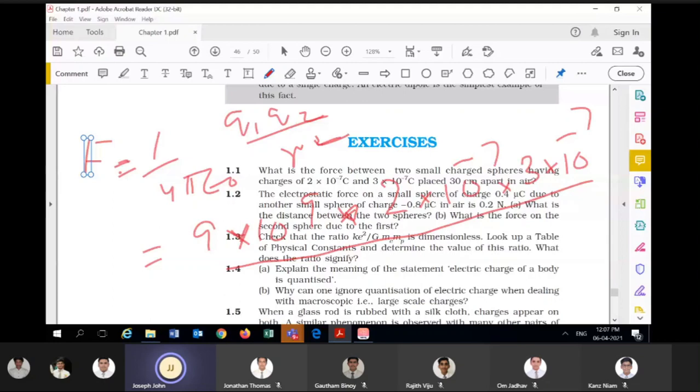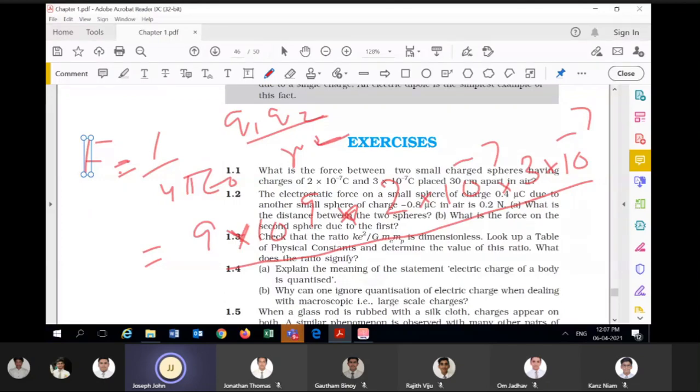Whenever you want to change centimeter to meter, 10 raised to minus 2. Whenever you want to change millimeter to meter, 10 raised to minus 3. Most of the time it will be centimeter, so 10 raised to minus 2 is better. And gram to kilogram, 10 raised to minus 3. Okay, I'll show you that.